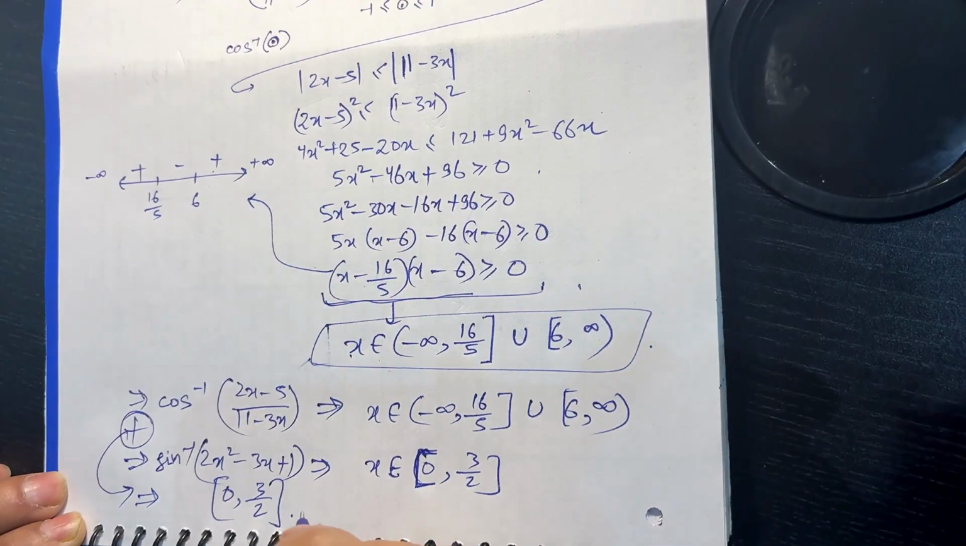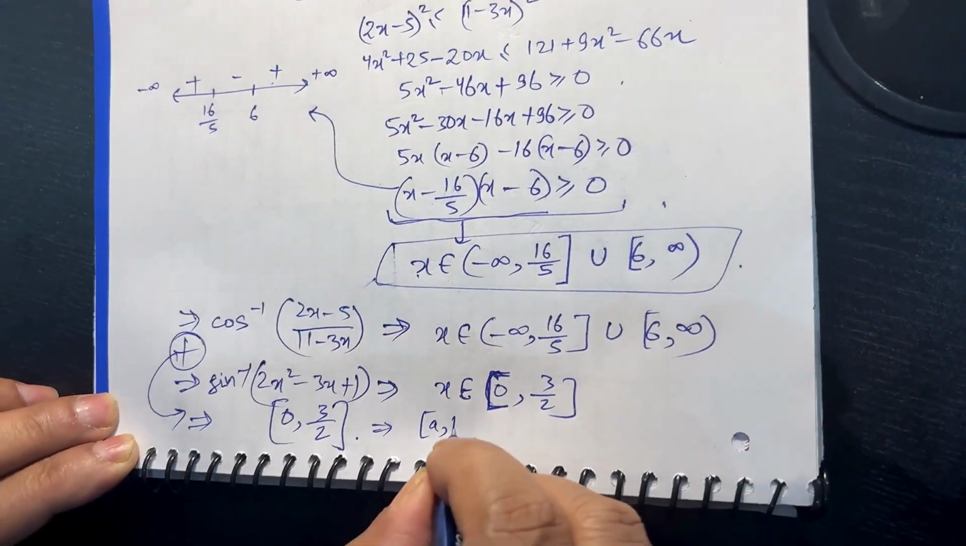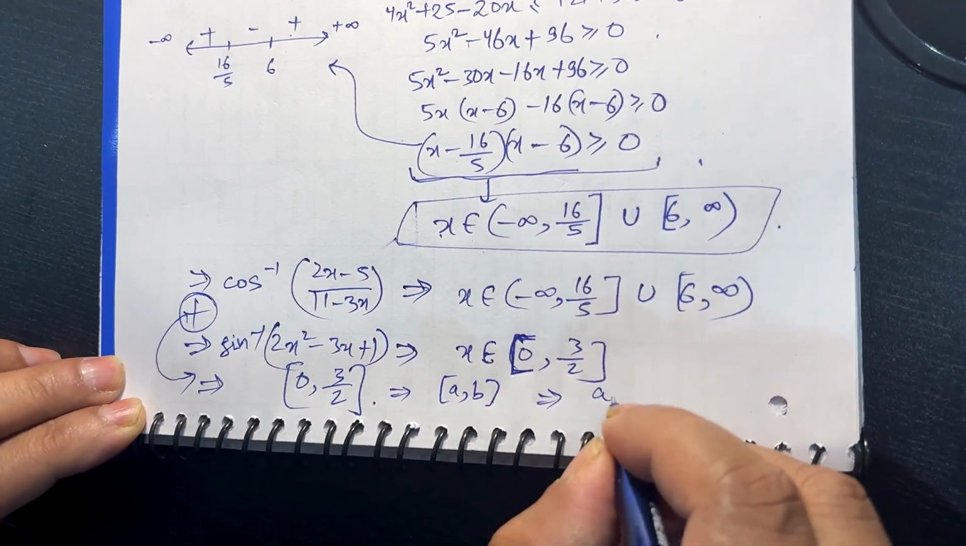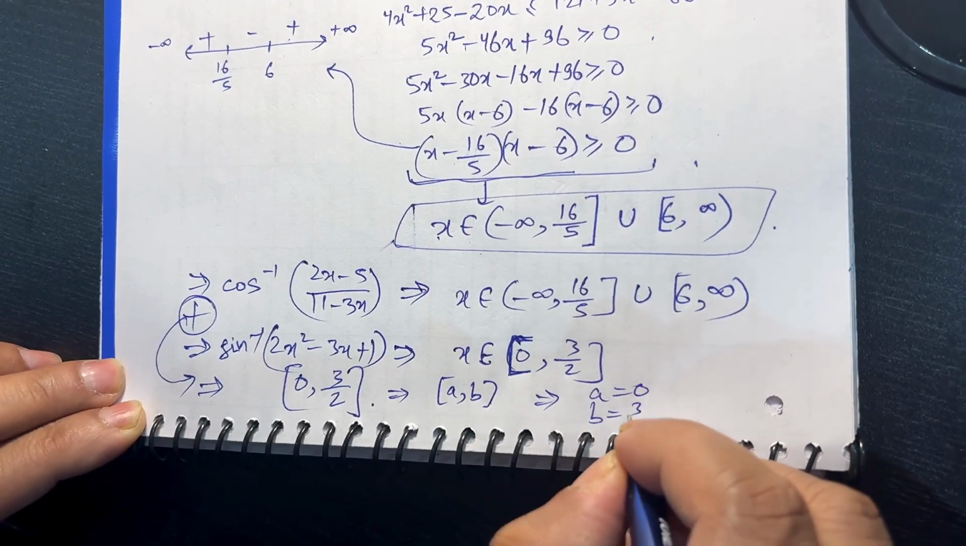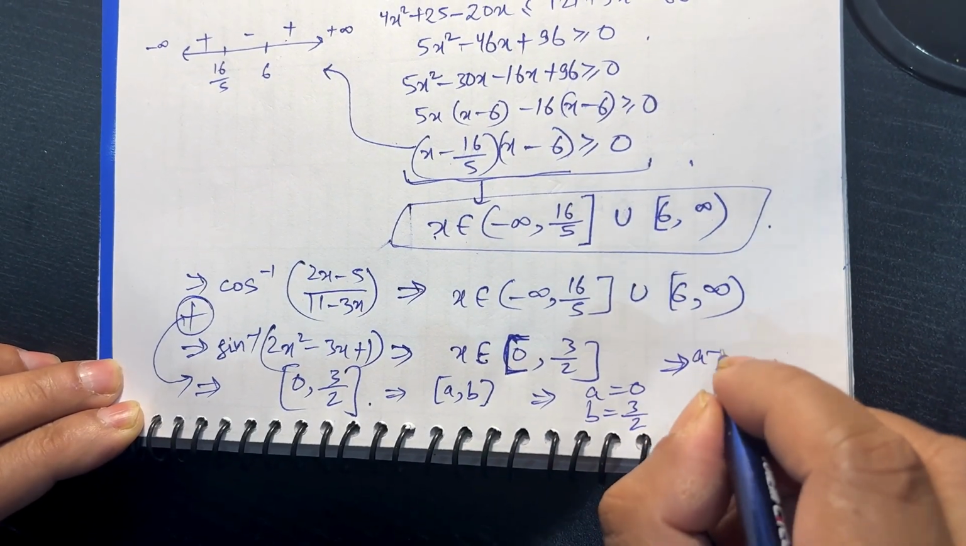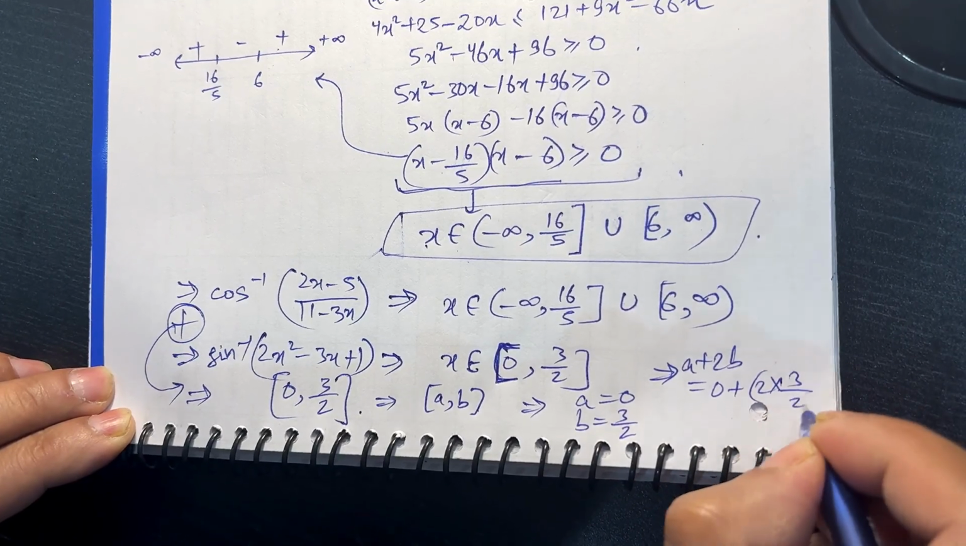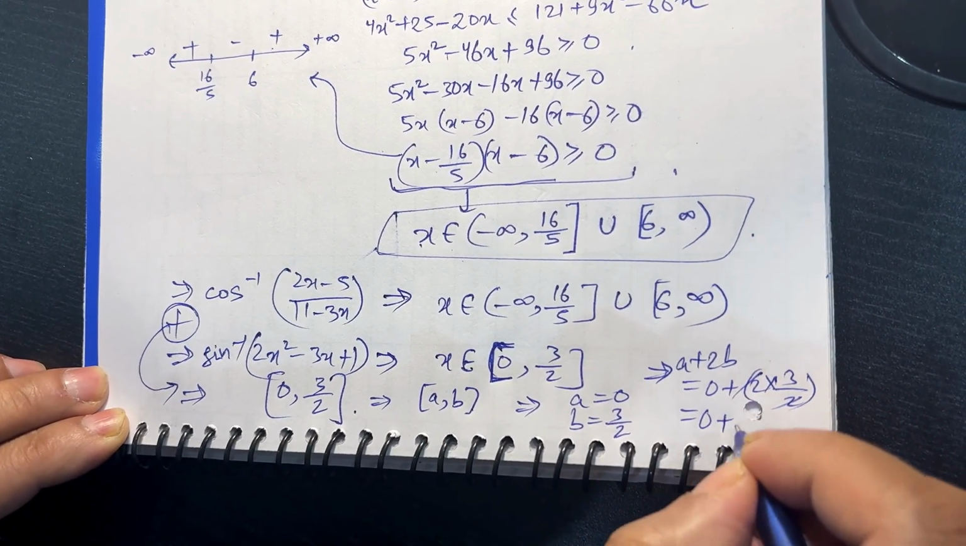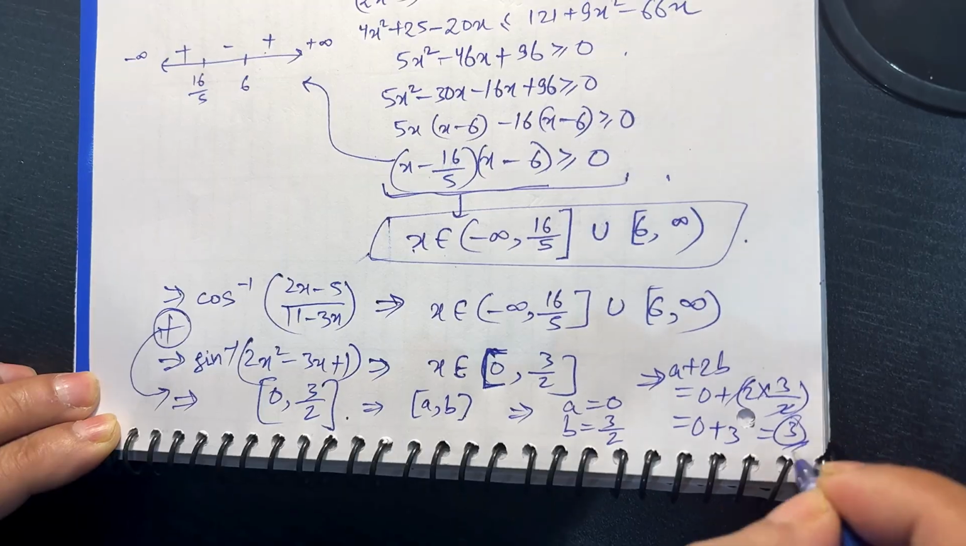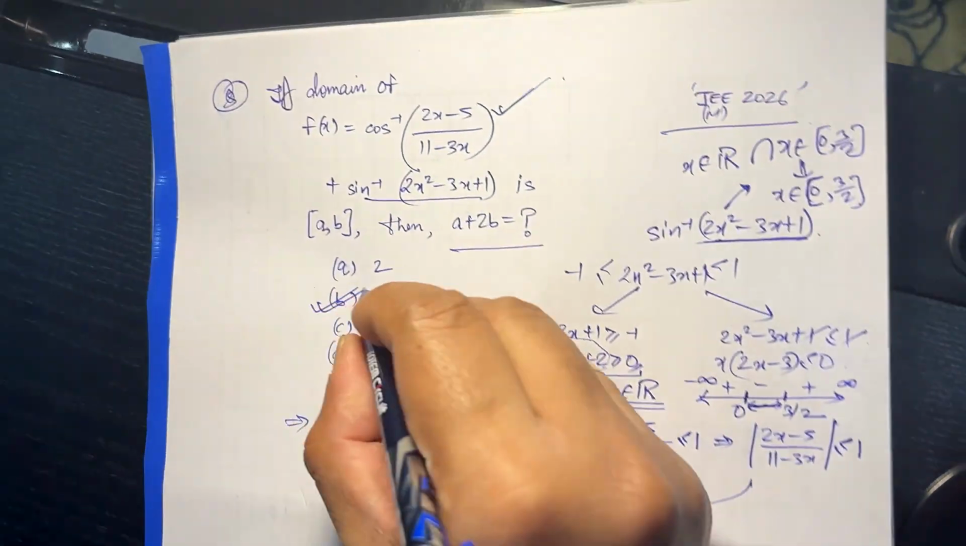As we are given in the question, the domain was a to b. So here the value of a would be 0, the value of b would be 3 by 2. So the value of a plus 2b would be 0 plus 2 into 3 by 2, which would be 0 plus 3, which is equal to 3. So the correct option would be B.